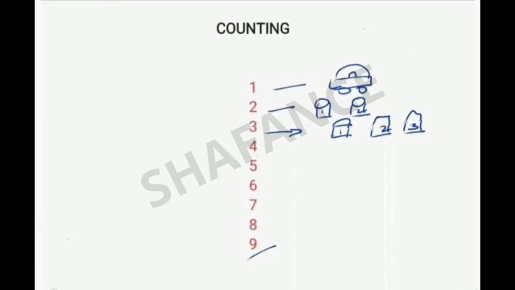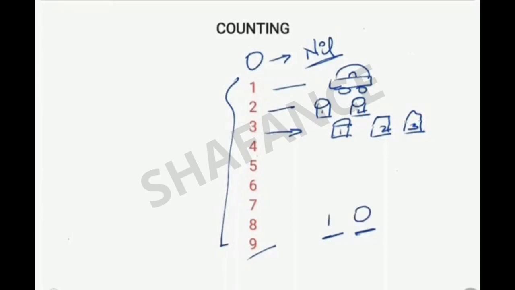And apart from these, we have 0 also. 0 represents nil count. So there is nothing. It's nil count. So now after 9, when all the 1-digit numbers are over, we start with 2-digit numbers. So there comes 10. So how does 10 come in the beginning? In 10, there are 2 places. This is 1s and 10s. So regarding these places, we'll talk later in the video.